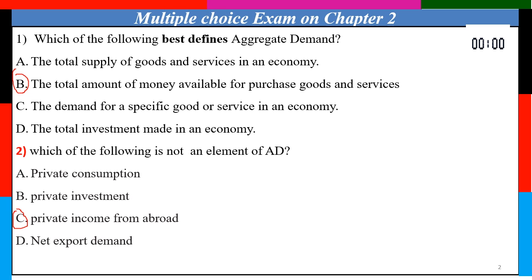The right answer is C. Except C, all are what? An element or component of aggregate demand. But private income from abroad is not an element of aggregate demand.